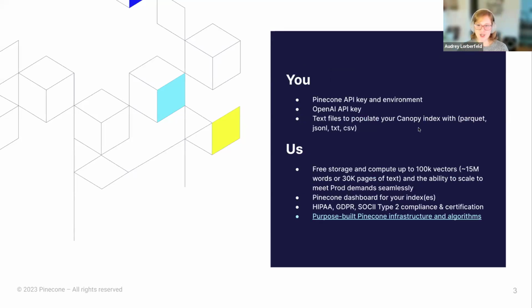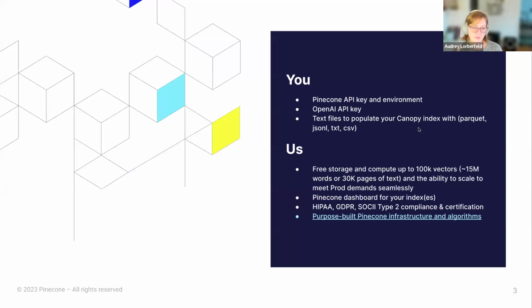All right. So from you, all you need to provide Canopy is a Pinecone API key and a Pinecone environment. Both of those can be accessed on app.pinecone.io after you sign up for an account. Under the hood, Canopy uses OpenAI as its LLM of choice. So you'll have to sign up for an OpenAI API key on openai.com. I'm not sure what the actual address is. And then right now, Canopy only works with text data. So you can have text data in pretty much any format. The most common ones are Parquet, JSONL, text, or CSV.